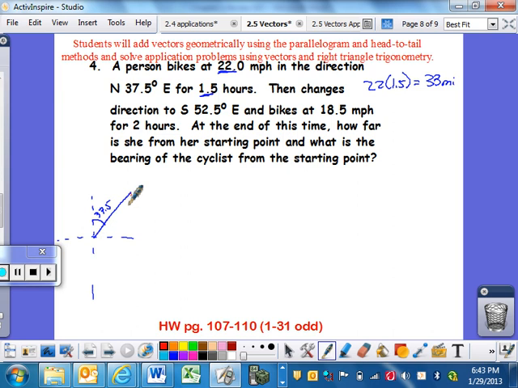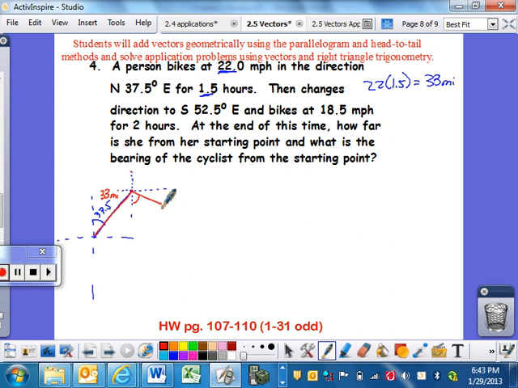Okay, 22 miles an hour for an hour and a half. So I actually traveled 33 miles. That is this distance, 33 miles. Okay. And then I'm going to reboot. It says then we change directions to south 52.5 degrees east. So if you ever change directions, here's where I would reboot my crosshairs. Okay, and now I'm going to actually start south 52.5 degrees east.